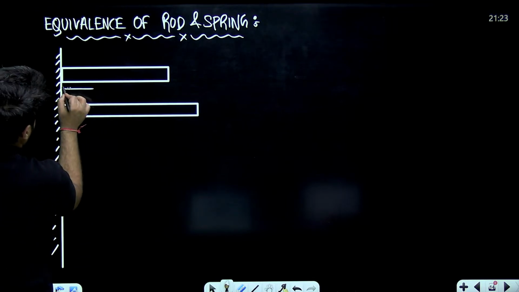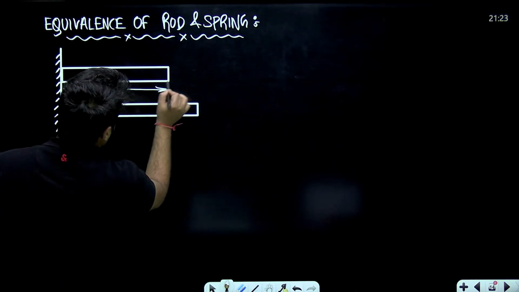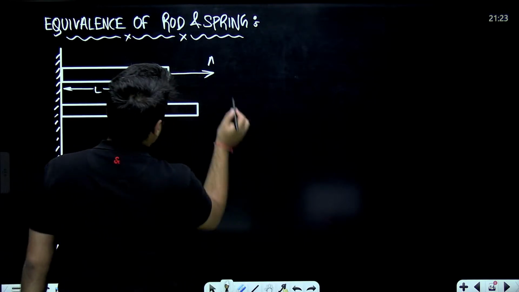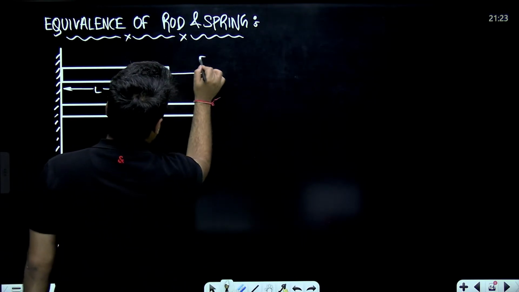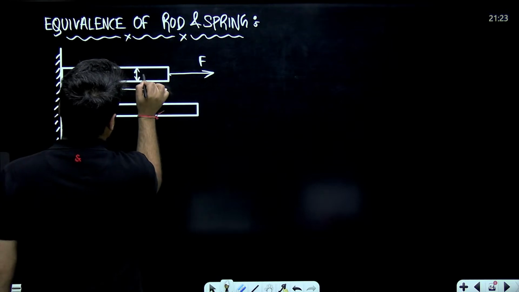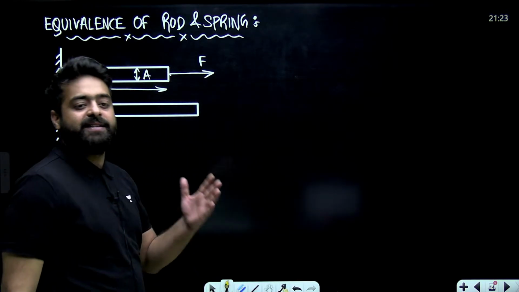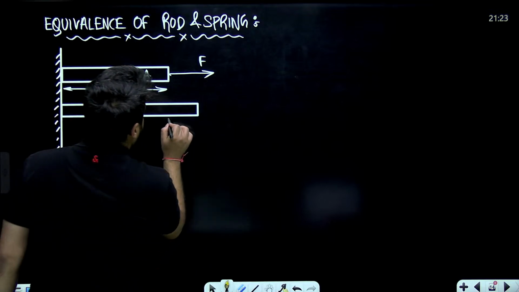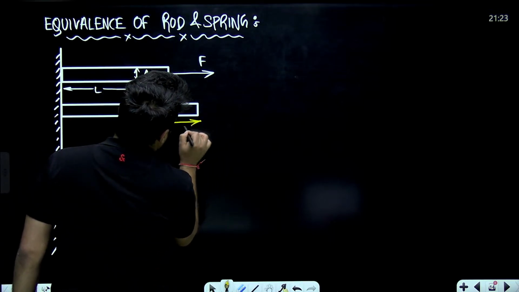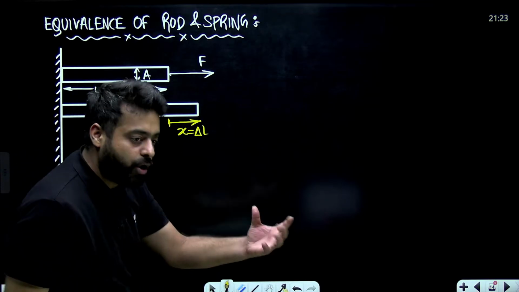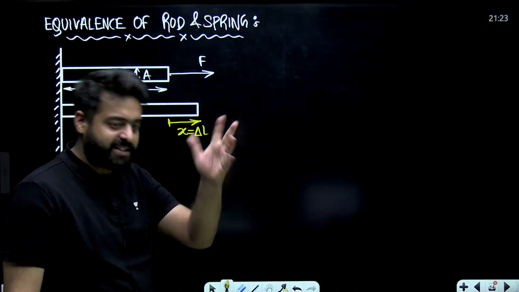If a rod has length L, and you apply a force F on the rod, which has area of cross section A, then it gets extended by some deflection, which is x, or you can say delta L. Delta L is the change in the length, or x is the deformation of the rod, which is the same.